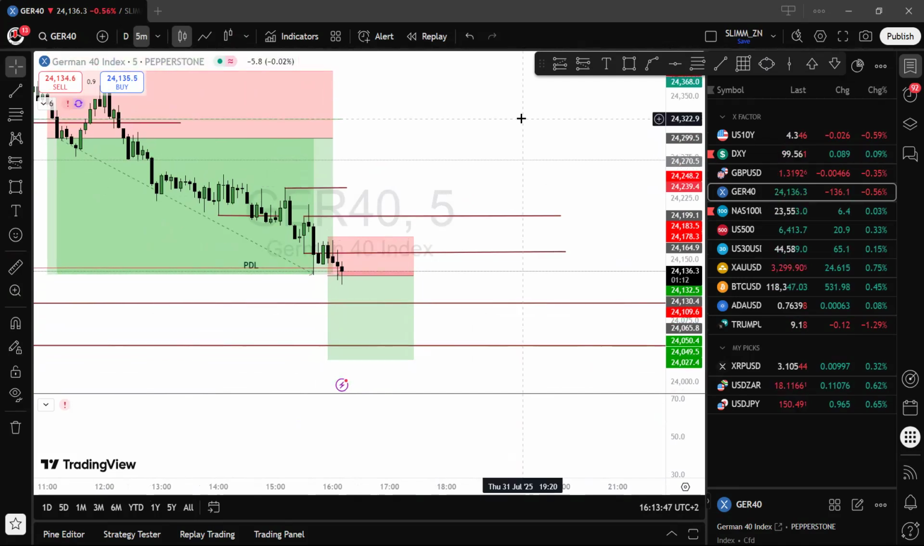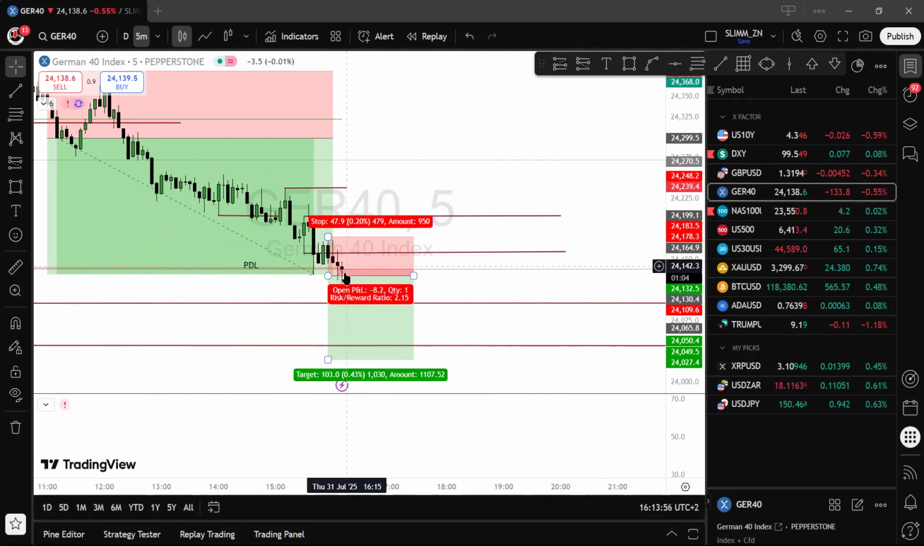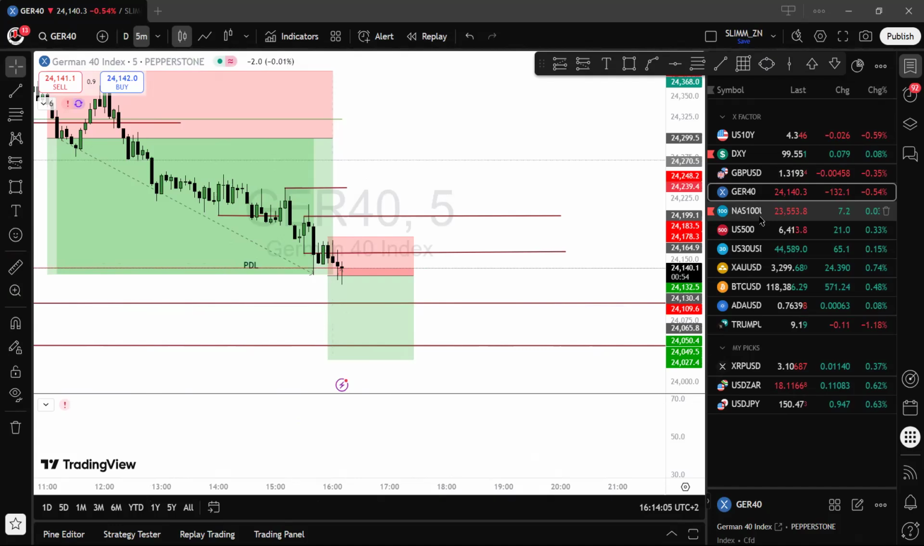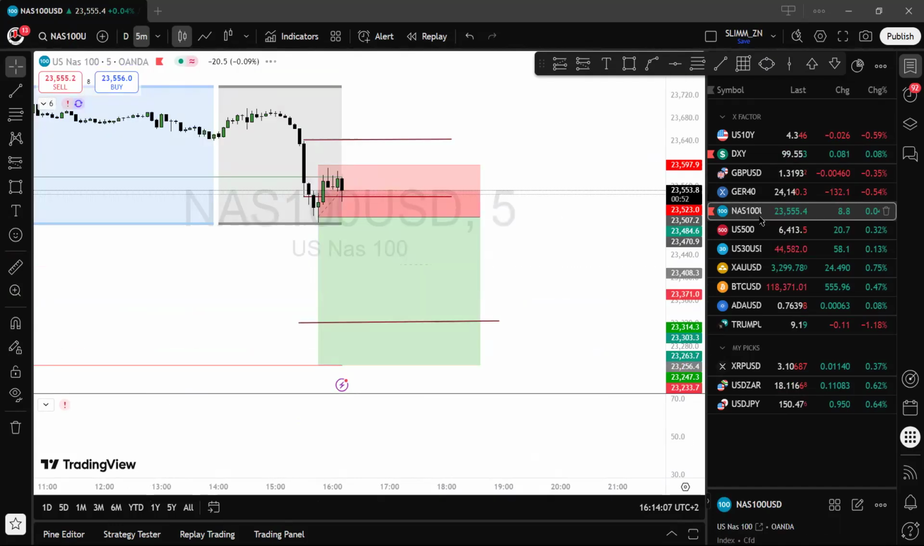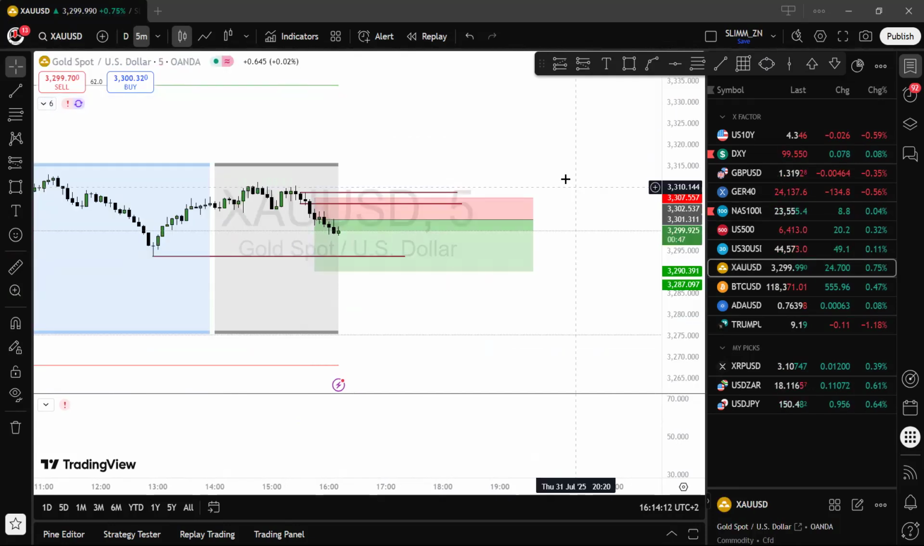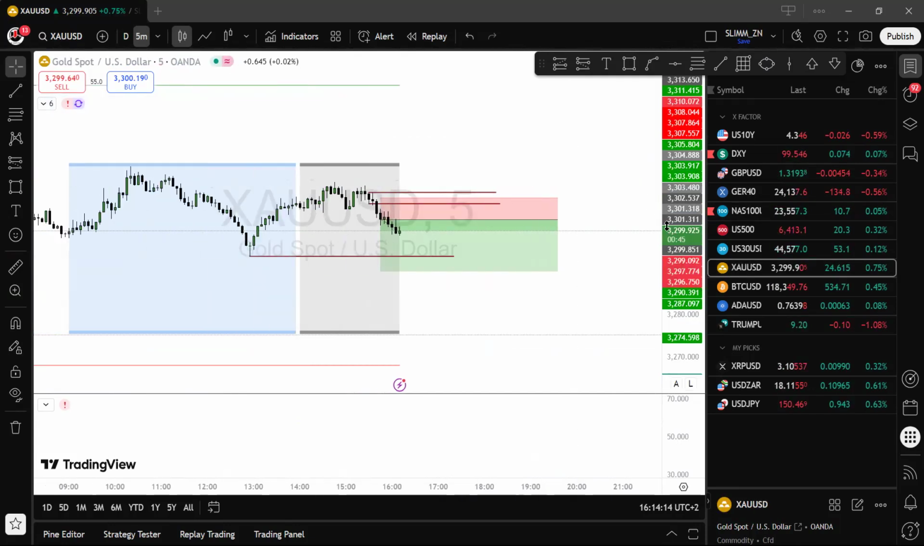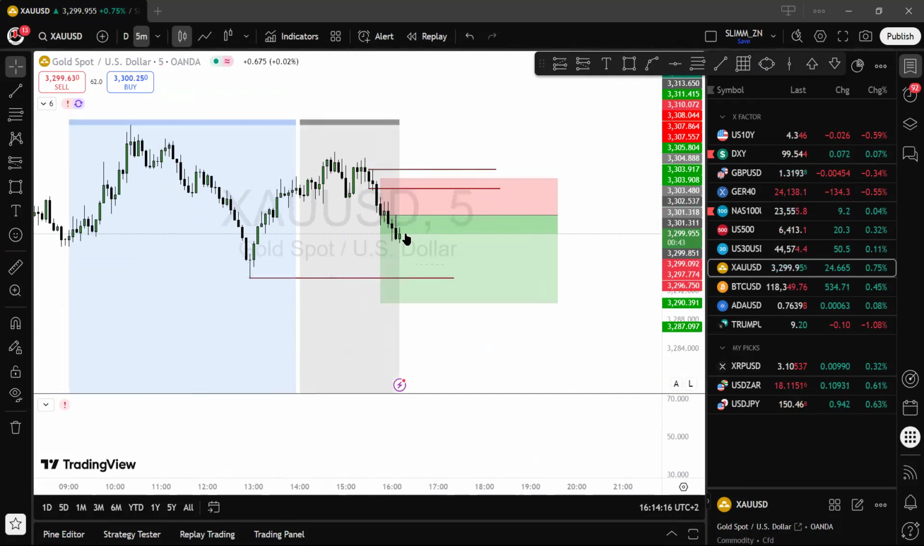Not getting the volume which I usually like to see at the New York Open. I'm not getting it on German 40, which means if they can come back to break even, I'll cross out this trade. These ones are still running, US 100 and gold. Gold has got some motion, although it's not as much as I'd love to see.